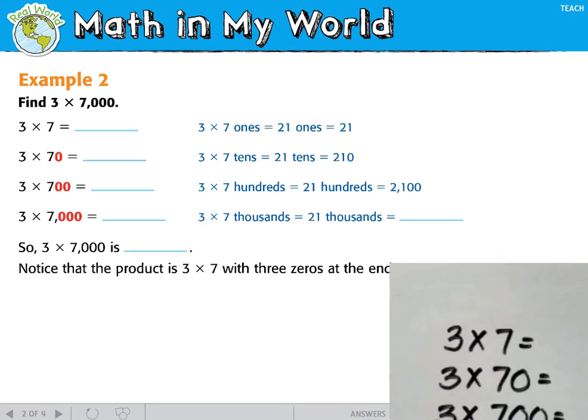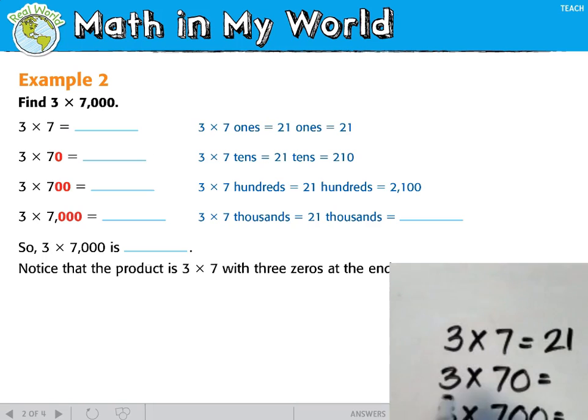Let's look at example 2. We want to find 3 times 7,000. Now we could just jump down here if you're familiar with the pattern, but let's just review it a couple more times to make sure you have it. We're going to start with our basic fact, which is 3 times 7. 3 times 7 is 21.